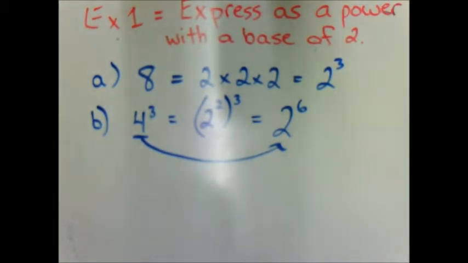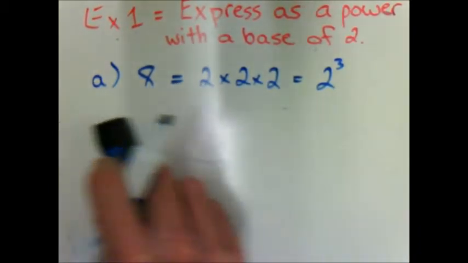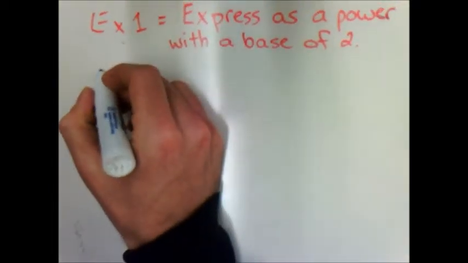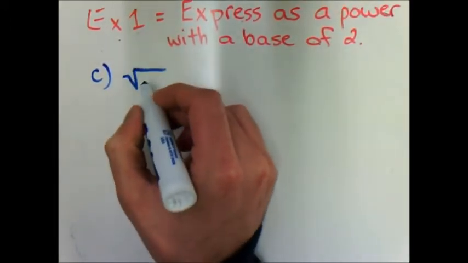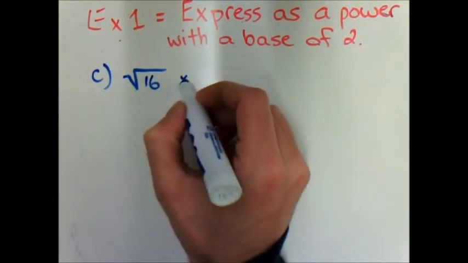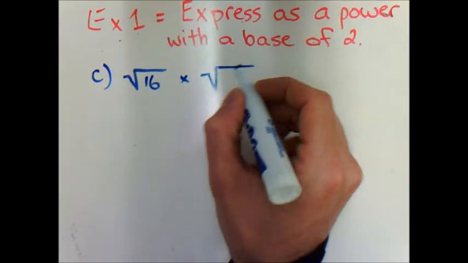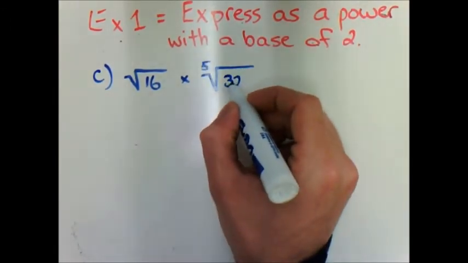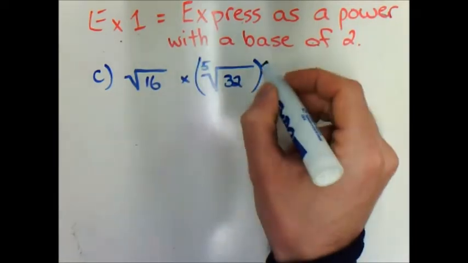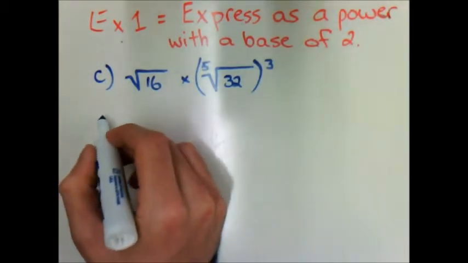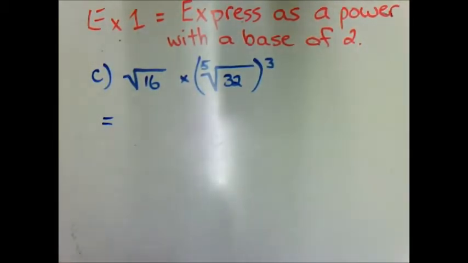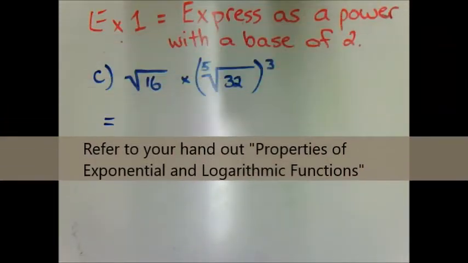Good. C is a little bit longer. I'm going to clear the board and come up to the top. C has the square root of 16 times the fifth root of 32 to the power of 3. How can we write that in terms of a power with a base of 2? Well, we're going to take each term separately. So there are some things we should remember about our power rules. So, square root of 16.